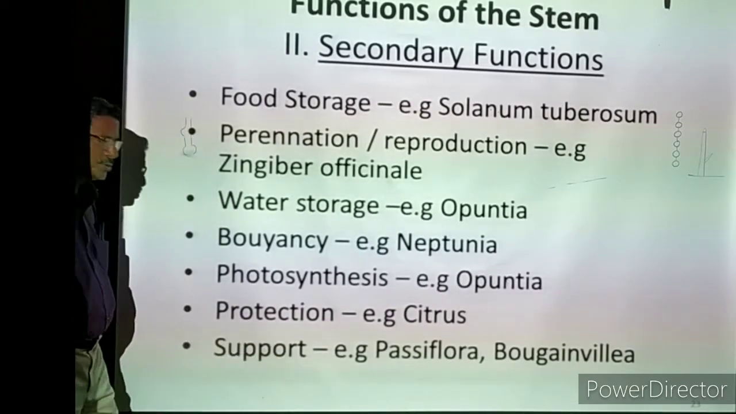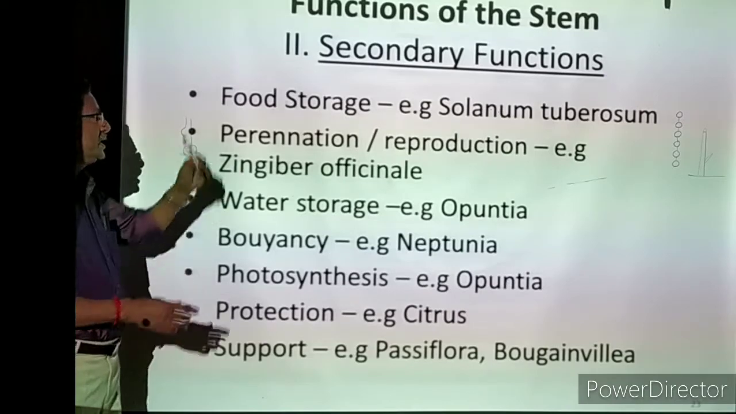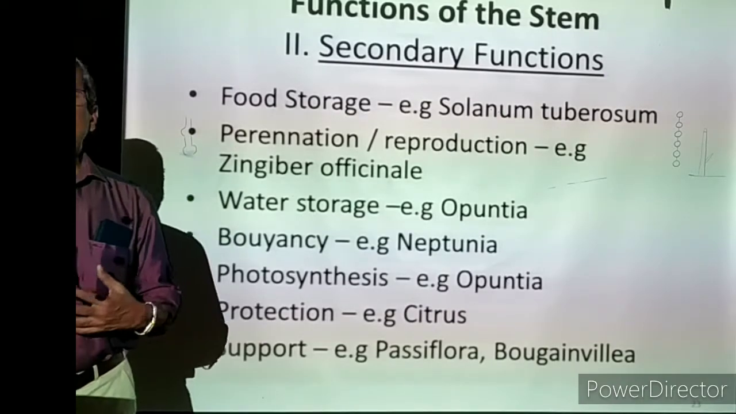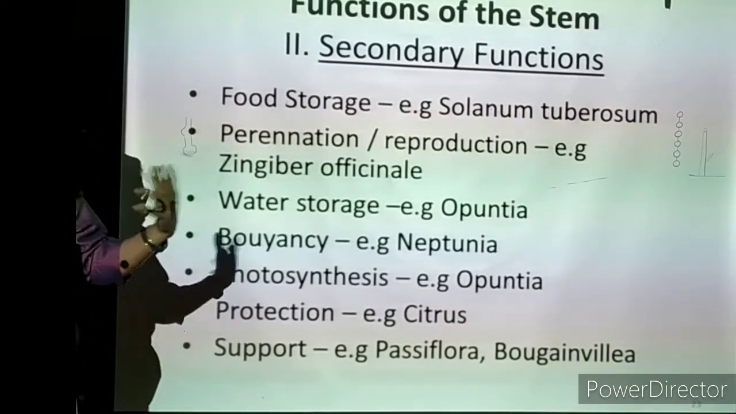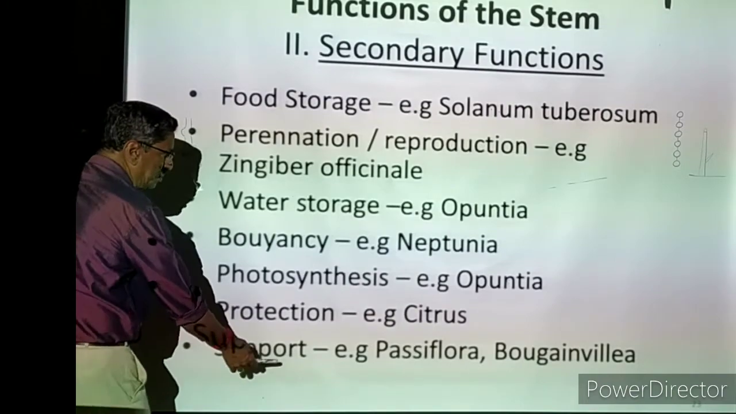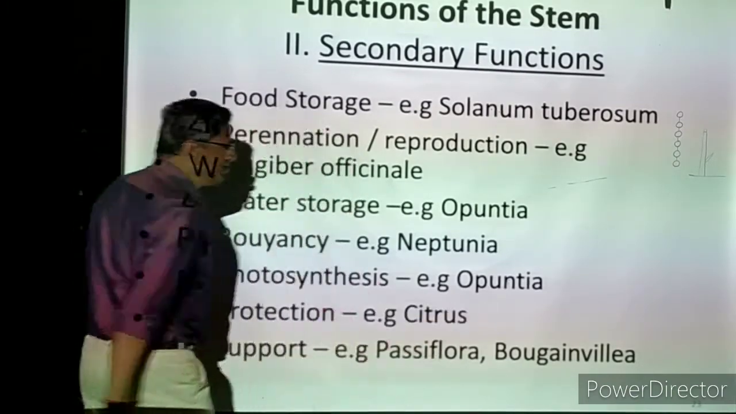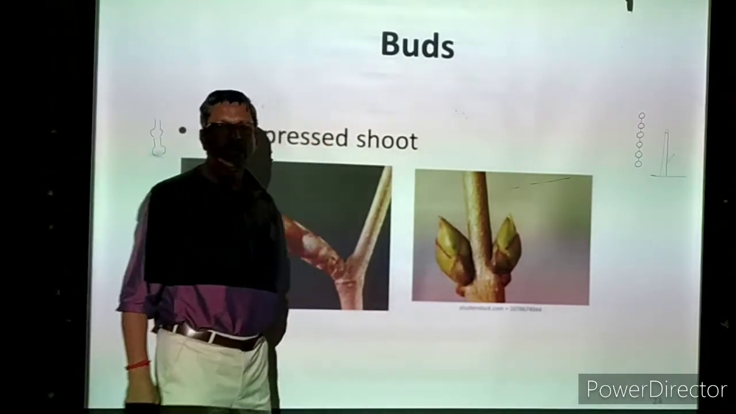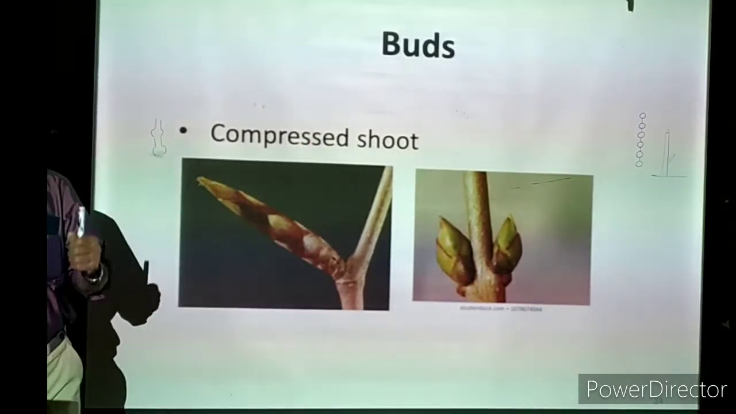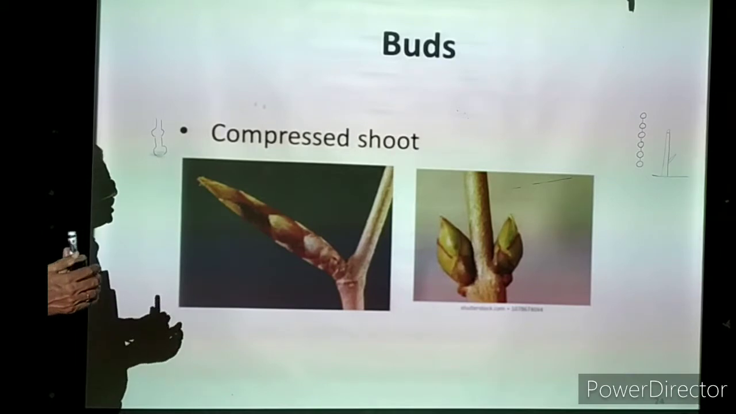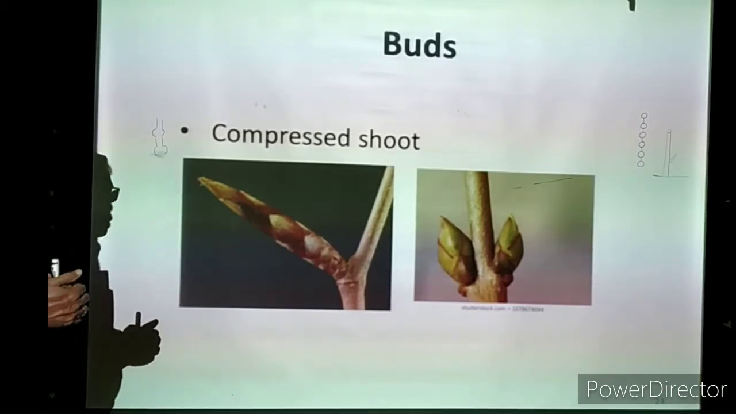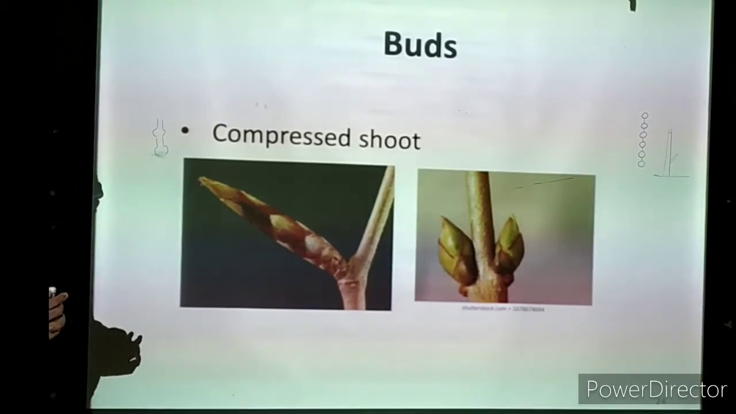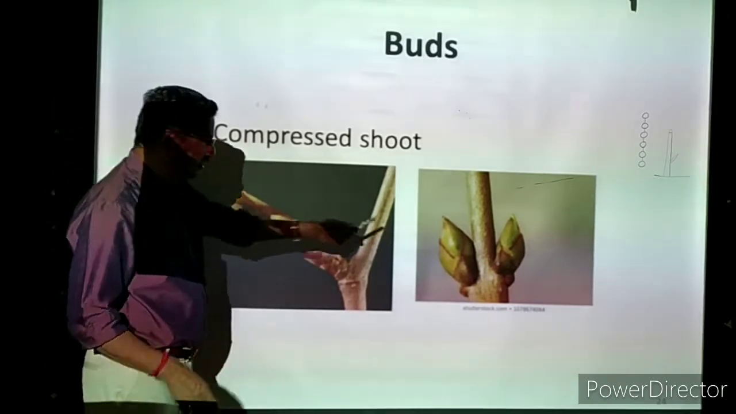Last one is support. Now, already we have studied support at the beginning itself. Now the stem is giving support to the other parts of the plant. Support. Example, Passiflora, bougainvillea. Now we are coming to the buds. The buds are considered as a condensed stem or condensed shoot. The buds may grow into branches or the bud may grow into the flowers.